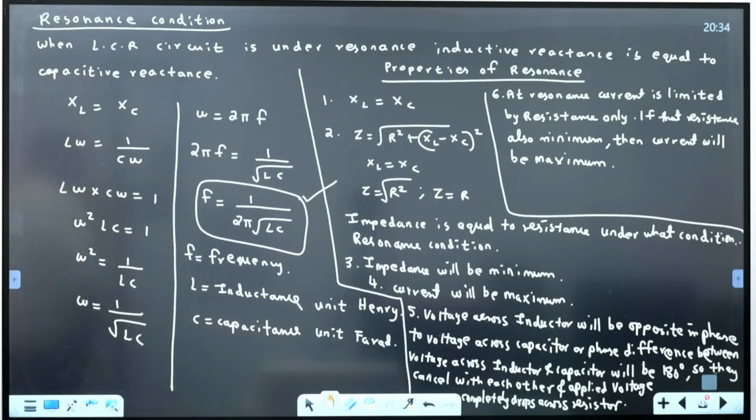Doubt in the properties of resonance, which is very important. This is very important data.